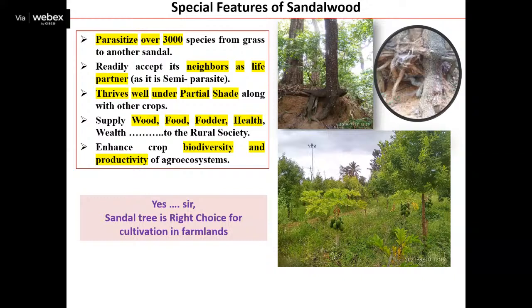Some other special features of sandal, as you know, is that this is a parasite, with more than 3,000 host species, from grass to trees. The farmer is ready to accept a plant as a neighbor instead of as a weed. So this way it will help in adopting the agroforest system.